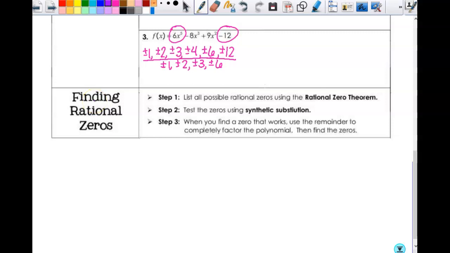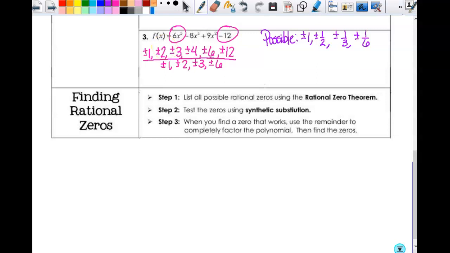Now, I highly suggest you go through this in a methodical way, instead of just jumping around or thinking that you've got them all done. So for my possibles, I'm going to do 1 over 1, which is plus or minus 1, 1 over 2, which is plus or minus 1 half, 1 over 3, plus or minus 1 third, and 1 over 6, plus or minus 1 sixth. Then I move on to 2.